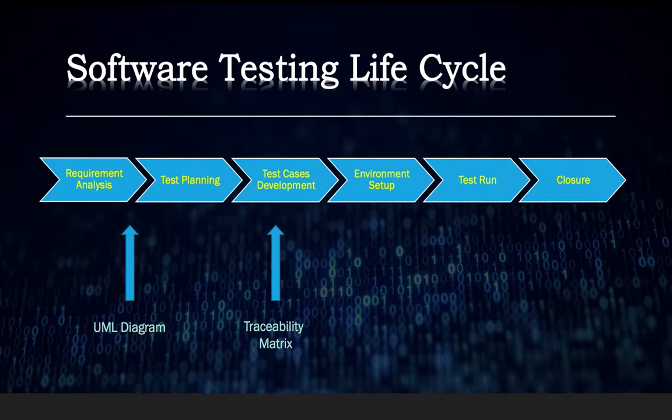Moving on, after the test cases are developed, the next phase is environment setup for the test and then the test execution. That's where the software is being evaluated against its expected behavior through a series of tests. And at the end, there's a closure where we are reporting the bugs or defects and closing the test. So this was all about the testing life cycle.